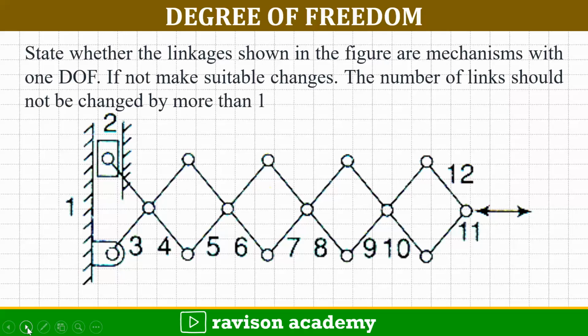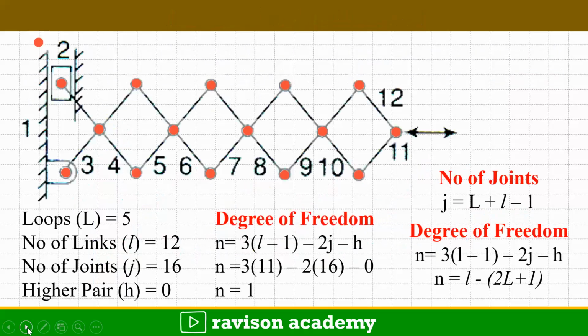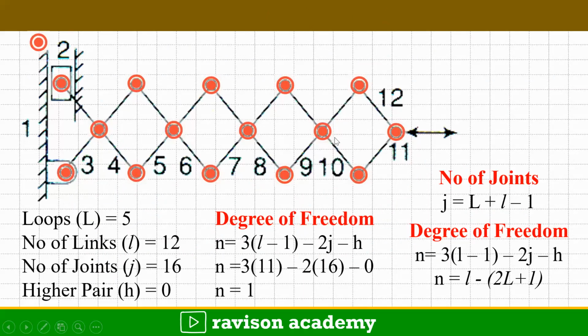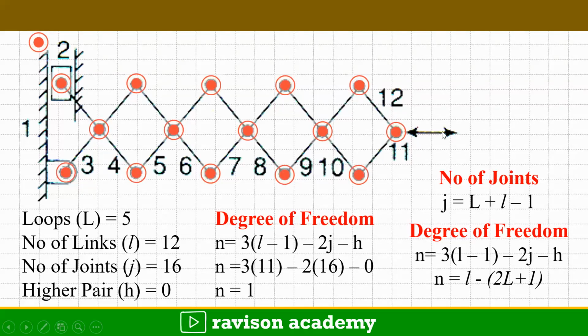State whether the linkages shown in the figure are mechanisms with 1 degree of freedom. If not, we want to make suitable changes. We can either add or remove links from this problem. So here, looking into the problem, you can tell there are 12 links and the number of joints is 16. So all are binary joints. There are no higher pairs. So the degree of freedom will be 1 for this problem.